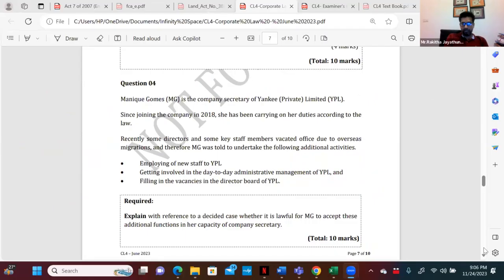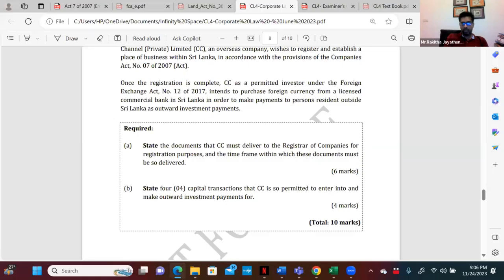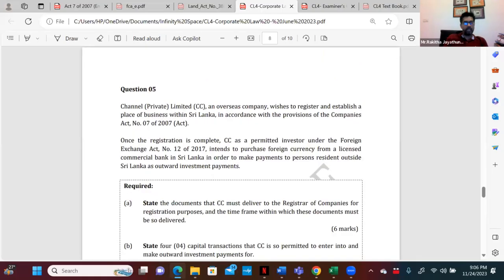Then the next question. Basically, the last question under section 2. Last question under section 2. State the documents that CC must deliver. Okay, we'll read the question from the beginning.